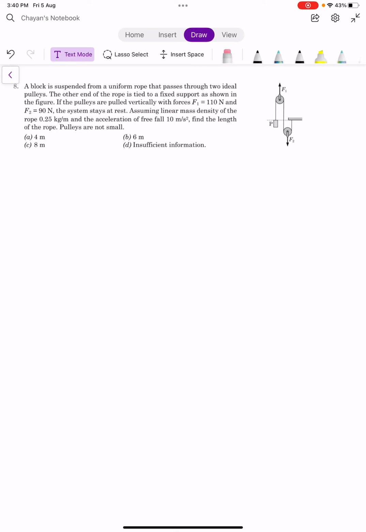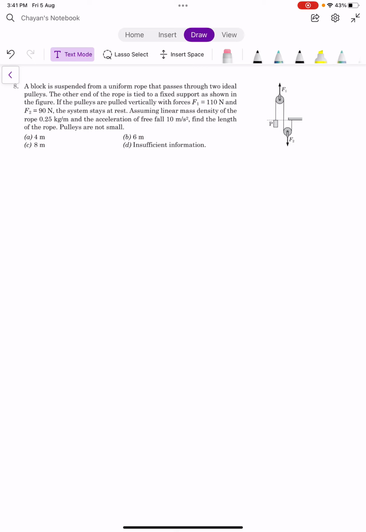To read the question, it says a block is suspended from a uniform rope that passes through two ideal pulleys. So the pulleys are ideal here, which means there is no friction, and the pulleys can also be considered massless. The other end of the rope is tied to a fixed support as shown in the figure. If the pulleys are pulled vertically with forces F1 equals 110 Newton and F2 equals 90 Newton, the system stays at rest. Assuming linear mass density of the rope equals 0.25 kg per meter and the acceleration of free fall equals 10 meter per second square, find the length of the rope.